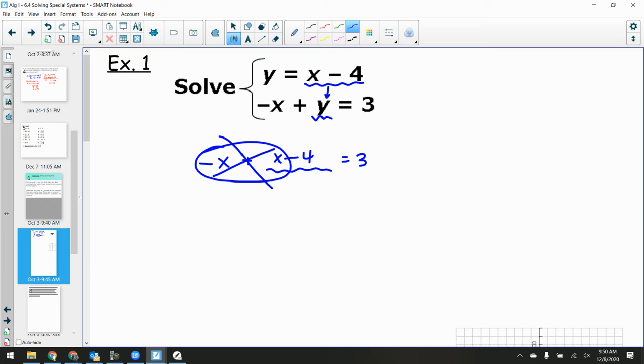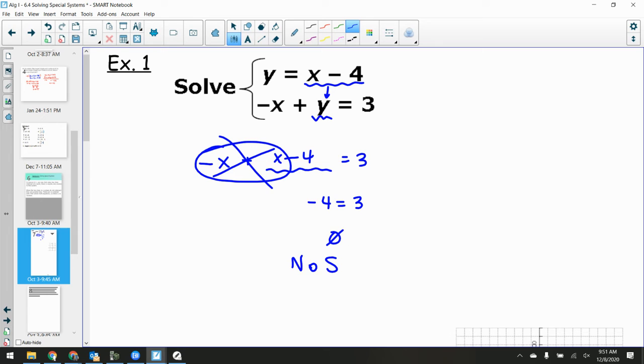Yeah, that cancels, doesn't it? The negative x plus x completely cancels out the x, leaving me with a negative 4 is equal to positive 3. Is that a true statement? No. See, this is what's going to happen when you have a set of parallel lines. When you try to solve it by substitution or elimination, you get a false statement. So you can say that there are no solutions.